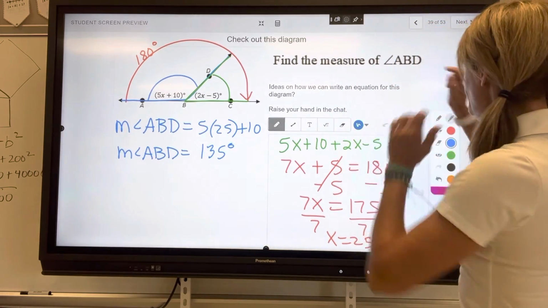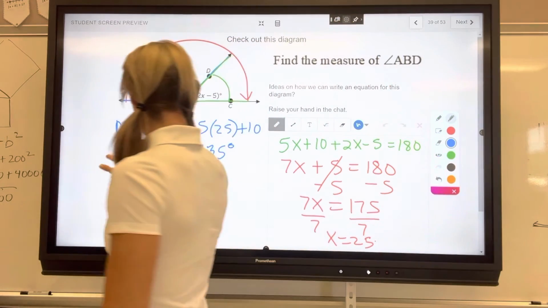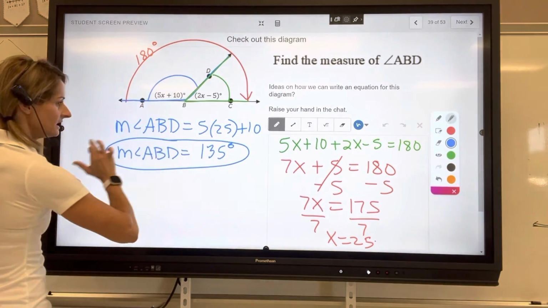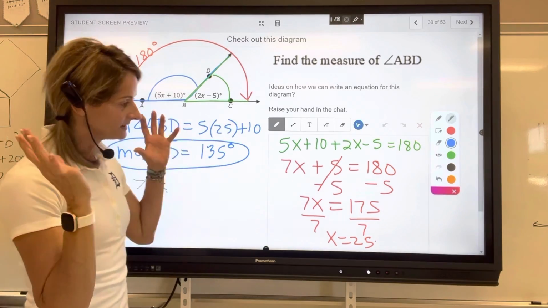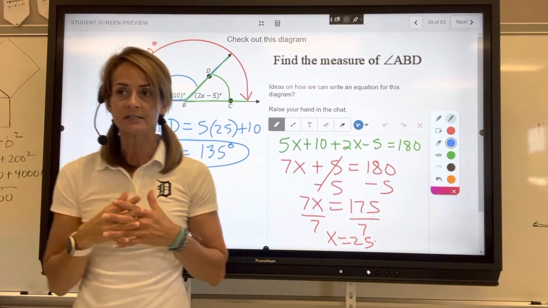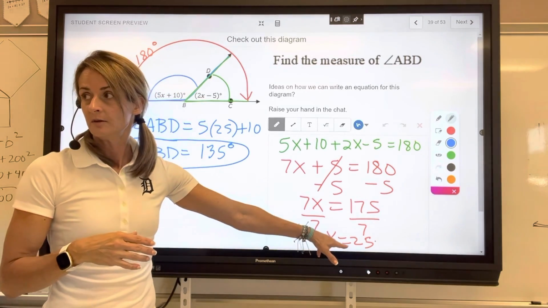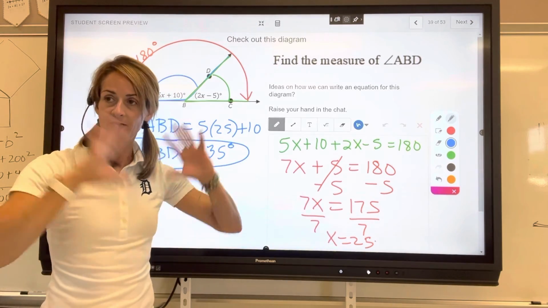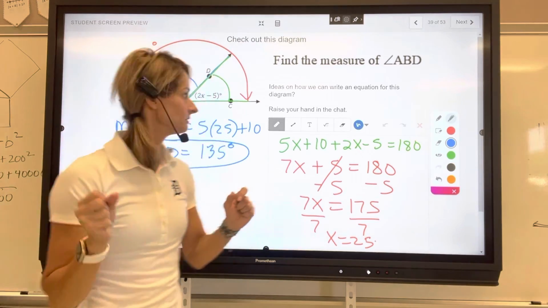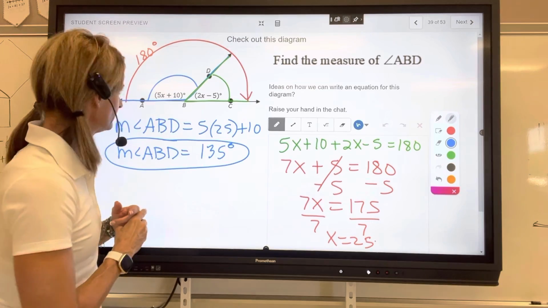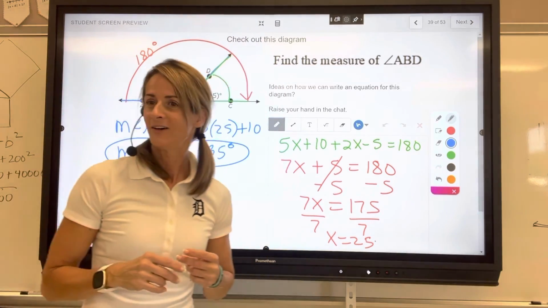Now, have we answered the question? Is that what they're asking? Find the measure of angle ABD. We did find the measure of angle ABD. This is it. This is what we're circling. If this was an SOL question, I can guarantee you one of the distractor answers would be 25. Because a lot of people stop at x equals 25 and then just think you're finished. You're not finished. Got to make sure you answer the question and circle the right answer. Any questions? Alrighty then.